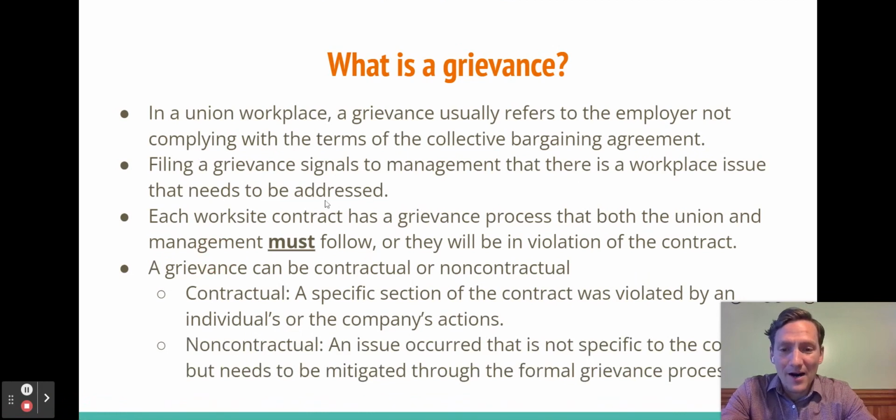But we also have non-contractual grievances. That's an issue that occurs that's not specific to the contract, but needs to be mitigated through the formal grievance process. There's an issue going on at work, you don't think things are being done correctly, and you've tried having conversations and it's not working. So you need to put it into a grievance so that management can be aware and start that process to hopefully get this situation resolved. So there's a big difference between contractual and non-contractual, and you need to be able to recognize that moving forward.